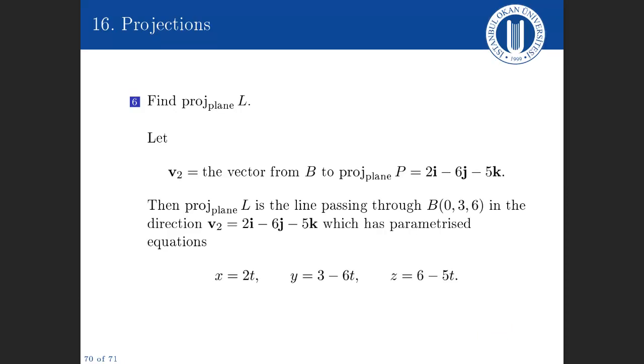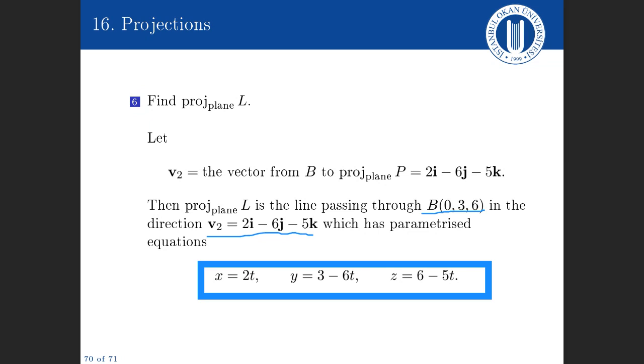The final step is then to find the projection of the line onto the plane. We want the line which passes through B and this new point that we found, the projection of P onto the plane. So we want the vector which passes from B to this new point. We can calculate that. And then the answer to this question is the line passing through B in the direction V2. And you know how to do that. Straight away, we can write down the answer to the final example of this week's lesson: x is equal to 2t, y is equal to 3 minus 6t, z is equal to 6 minus 5t.